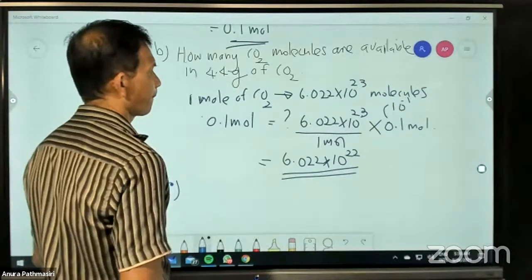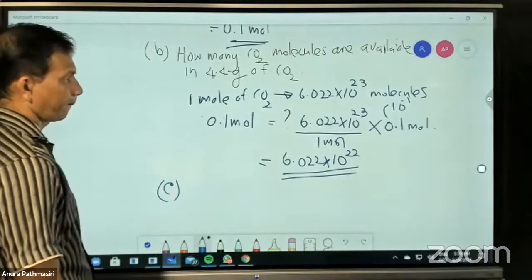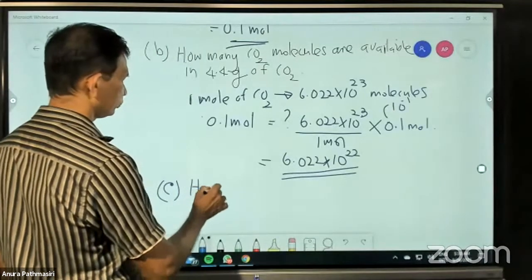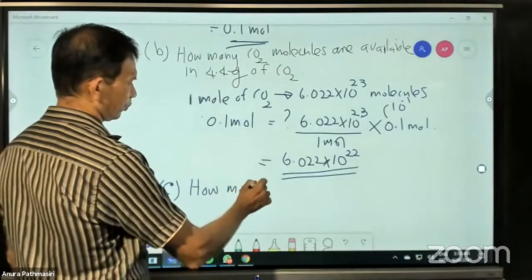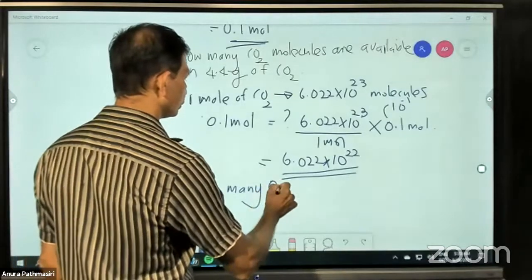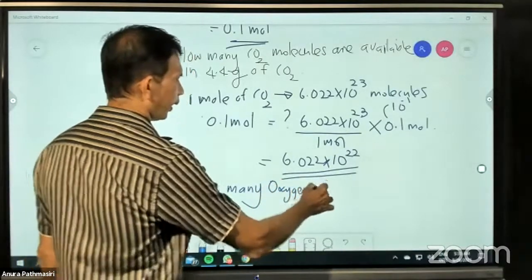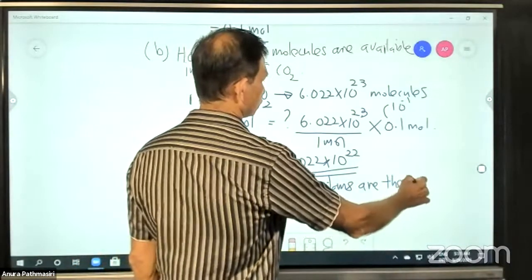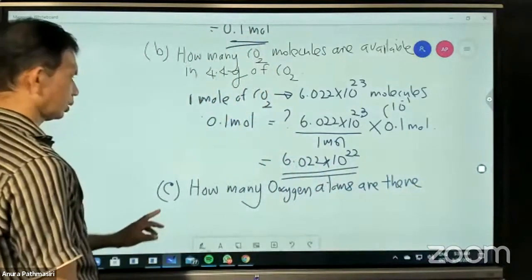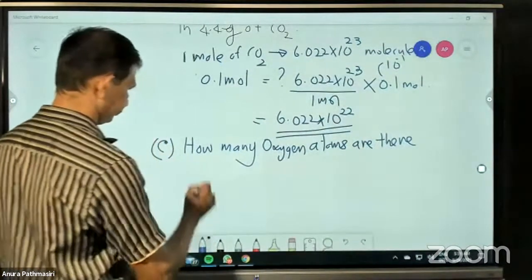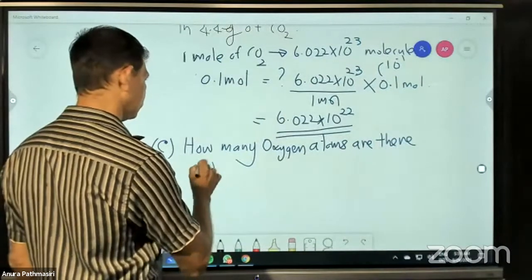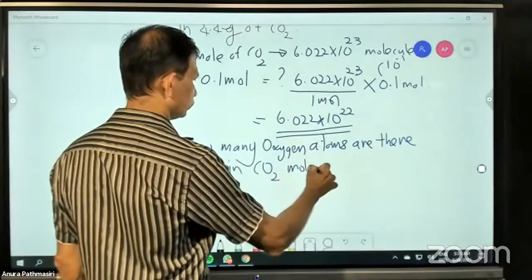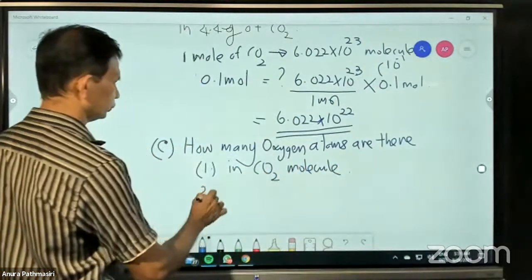See, how many oxygen atoms are there? How many oxygen atoms are there in a CO2 molecule? 1? 2.